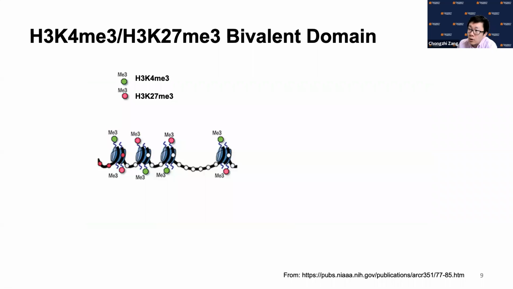Let me talk a little more about the H3K4 trimethylation and K27 trimethylation bivalent domain. This type of bivalent domain is most commonly seen in stem cells, embryonic stem cells or hematopoietic stem cells, or any type of stem cell that has the potential of differentiating into other cell types. In the poised state, the domains have both K4 trimethylation and K27 trimethylation marks, which means that they are poised and have the potential to be either activated or further repressed.